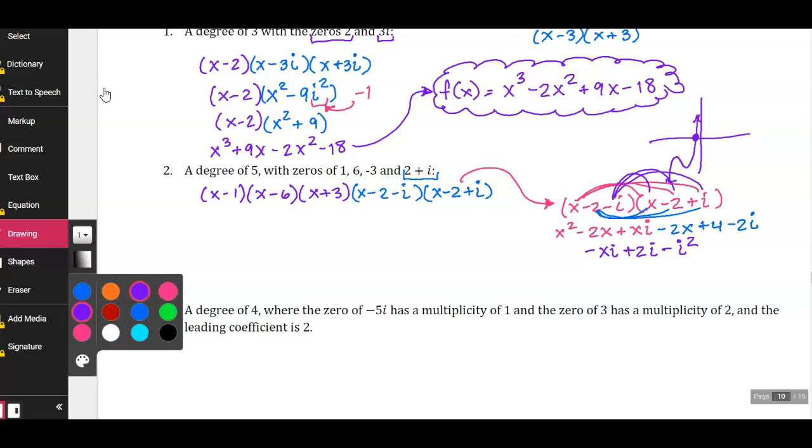Now, anytime you're multiplying conjugates together, if you're doing things correctly, all of the i's should disappear. Because these i's were created by real numbers, you should not have an i when you're multiplying conjugates. So everything should cancel here. We have a negative xi and a positive xi. Those cancel. We have a positive 2i and a negative 2i. Those cancel. What else goes away here?